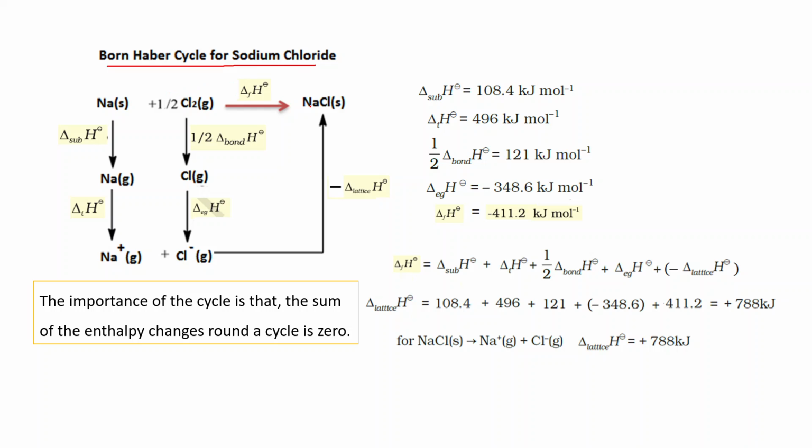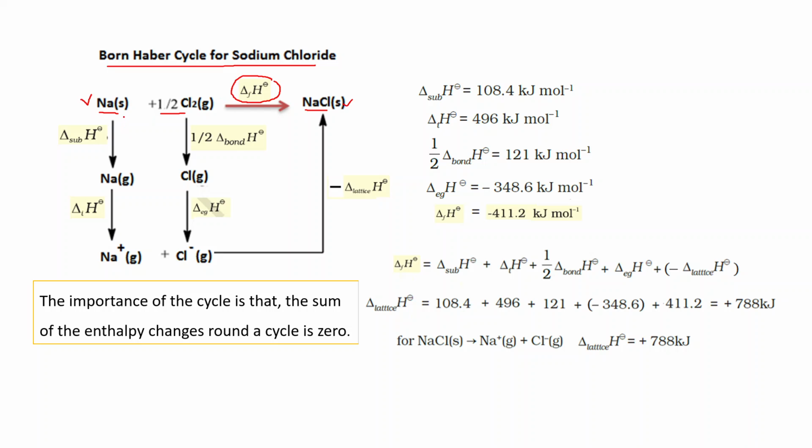The formation of sodium chloride in solid state can be represented by this overall reaction. Na solid, when reacted with half Cl2, converts into NaCl, and in this reaction NaCl is formed from its constituent elements. That's why whatever the enthalpy change taking place is known as the standard enthalpy of formation. And this formation of NaCl can be considered to take place in a number of steps.